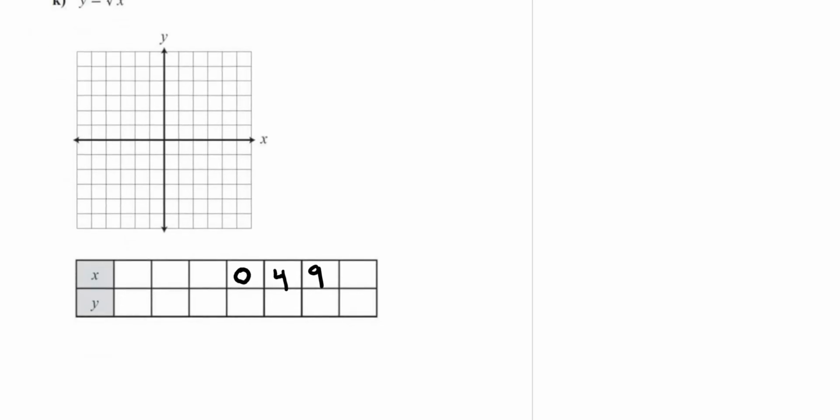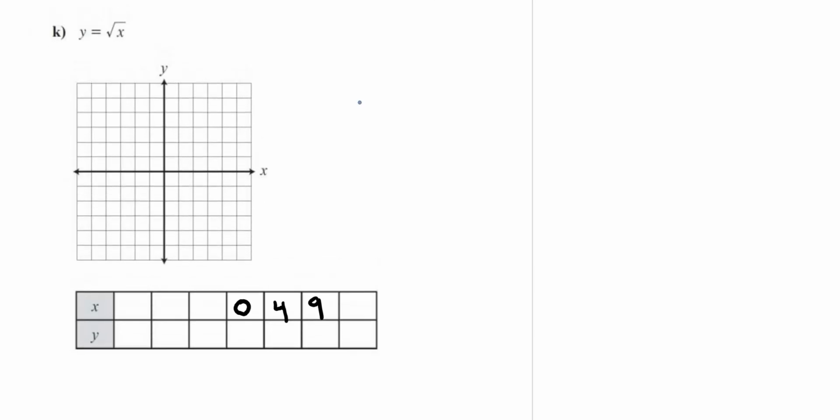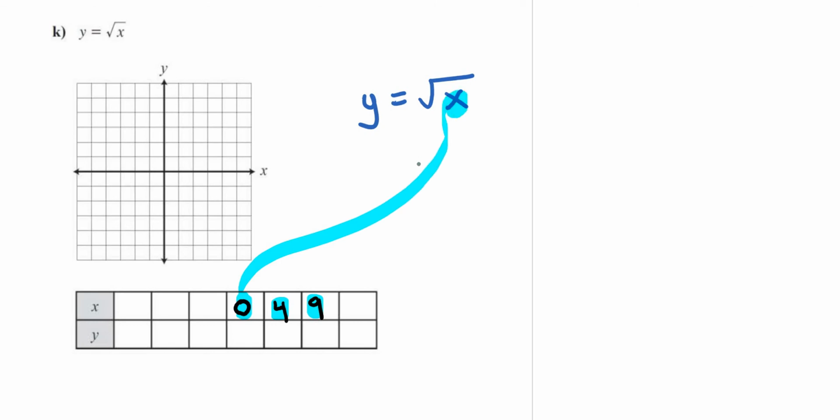Letter K next. I have y equals the square root of x. And this one's not too bad because I have 3 x values in mind here. So if I plug in 0, what's the square root of 0? Well, the square root of 0 is going to be 0. So when x is 0, y is 0.